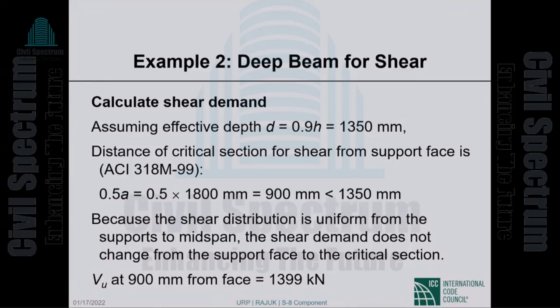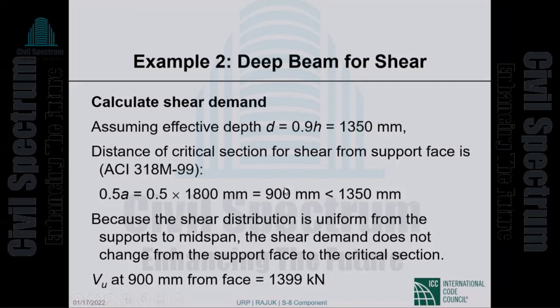That is an assumption, but not a bad assumption. The distance from the critical section for shear from the support face, this is in 318-99, is 50% of the distance from the support face to the load, and that is 900 millimeters. That being less than d, 1350 millimeters, that is where the critical section is.